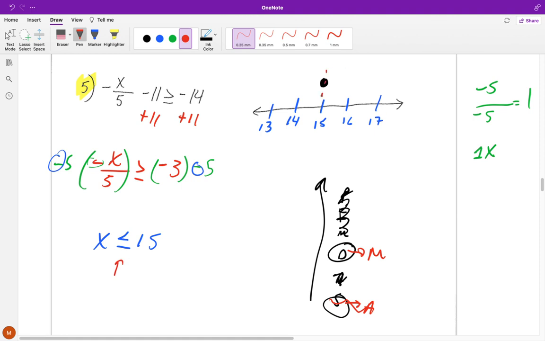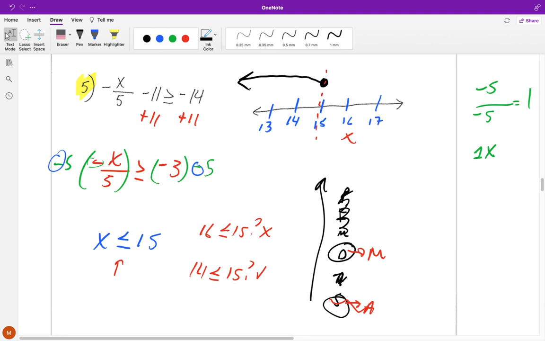And then it breaks my region up into 2 different parts. So I can test it. Is 16 less than or equal to 15? No. So I know that doesn't work. So none of the other answers in that region work. And then I test 14. Is 14 less than or equal to 15? Yes. So since that worked, all of the other numbers in that region will work. So my graph needs to go in that direction.